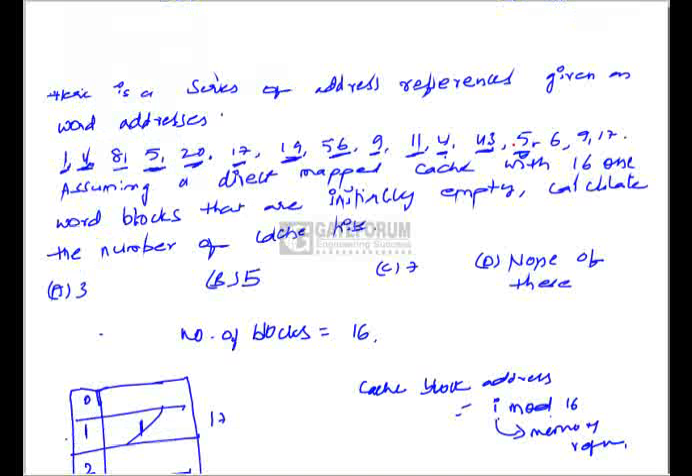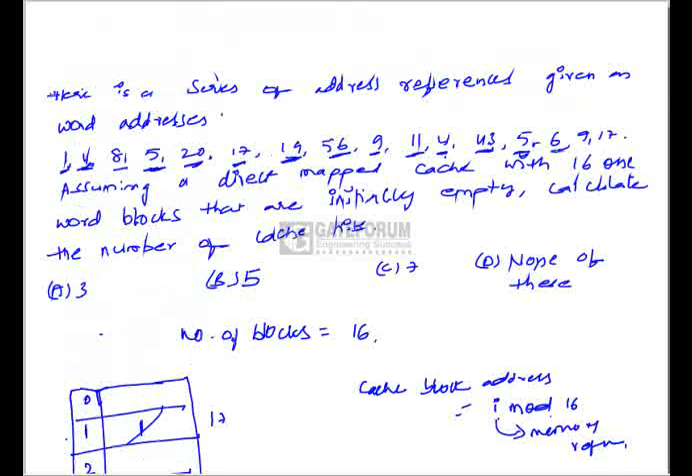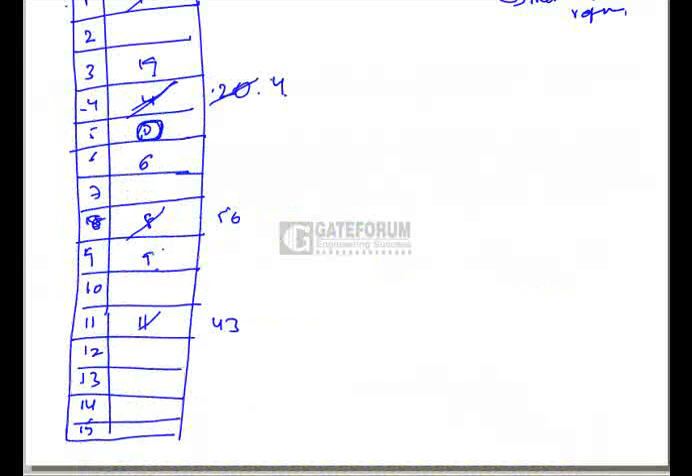Now 5 will be placed at 5 mod 16. Here 5 is already there, so this is the first cache hit. Now 6 mod 16 is 6, so 6 will be placed here. Now 9 is placed at 9 mod 16, which is 9. Here 9 is already present, so one more cache hit.